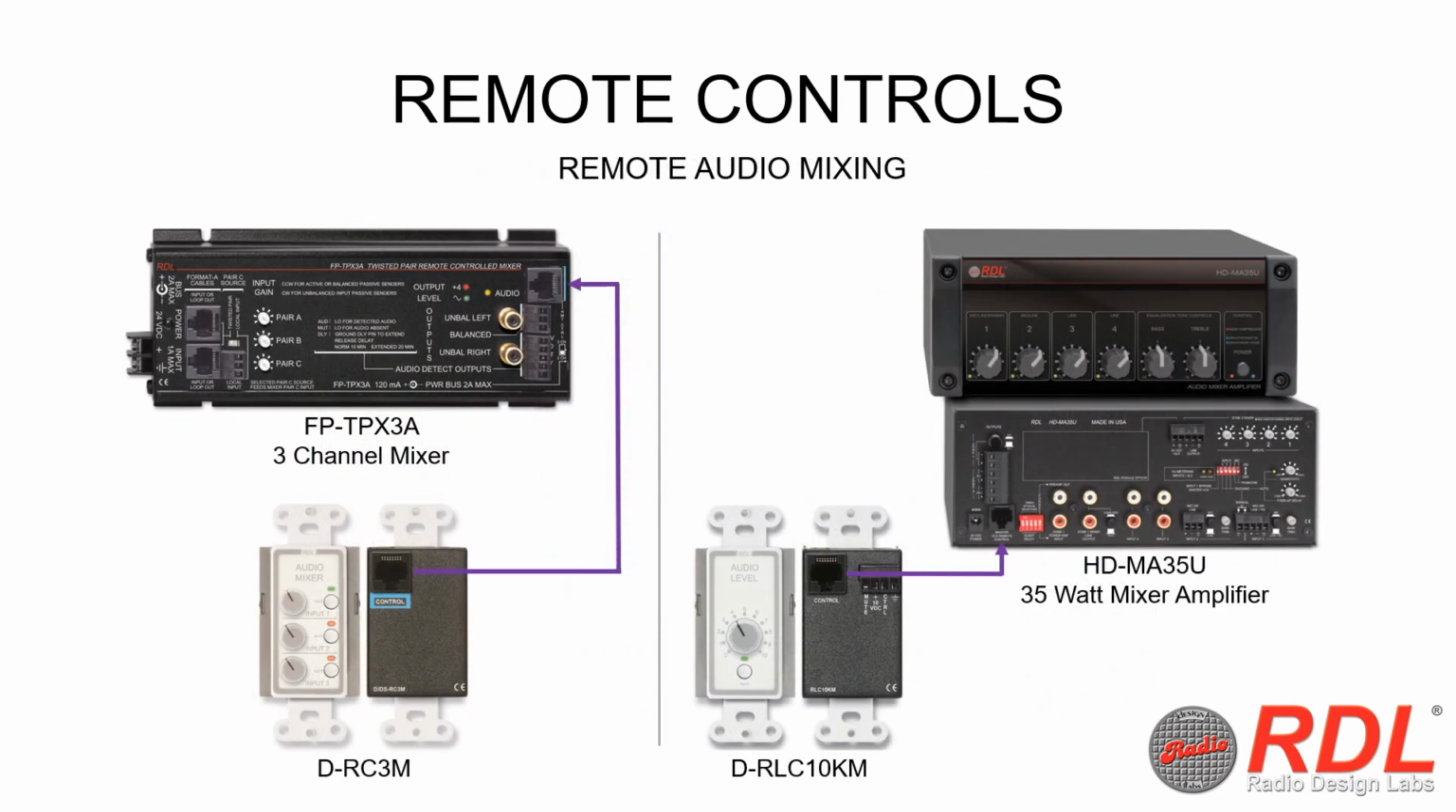Here we have 2 examples of our remote-controlled mixers. The FP-TPX3A is a 3-channel mixer. The levels of all 3 channels can individually be adjusted with the DRC3M 3-channel remote audio mixing control with muting. The second example is the HDMA35U 35-watt mixer amplifier, which provides 4 channels of local mixing. However, its master volume can be remotely controlled with a DRLC10KM level control with muting. All 10 HD series amplifiers and mixer amplifiers have a VCA level control feature.